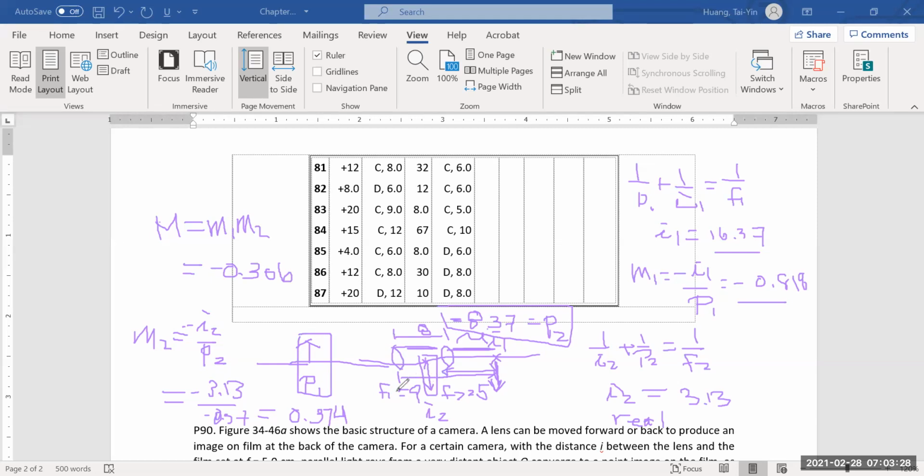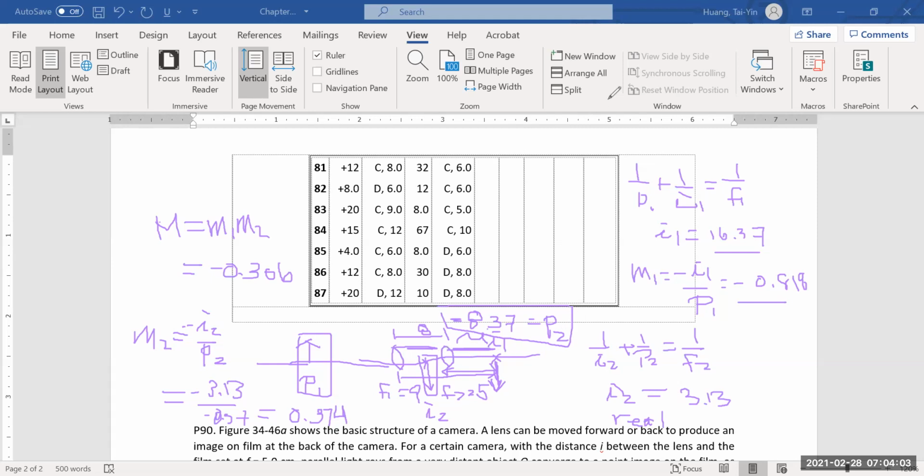Okay. So this is basically how you apply the lens equation. The tricky part is that here P2 is negative because it's behind the second lens, and I2 is positive, meaning that it's a real image. So it has to be on the opposite side from where the object is, just so that light can actually converge at that point for the image to be formed. Okay. So that's your 83.